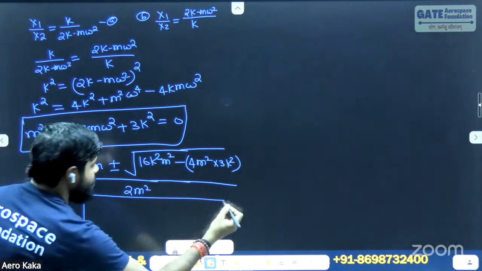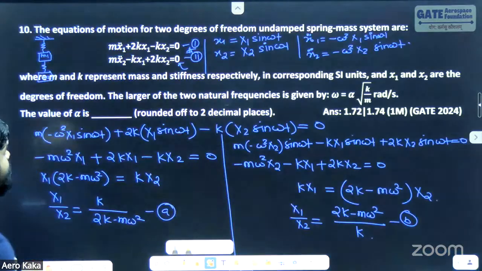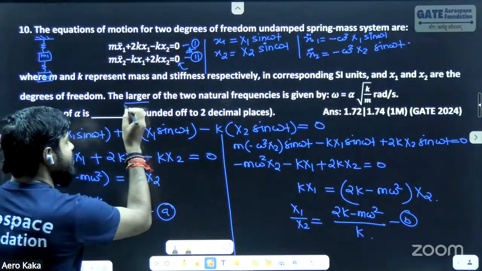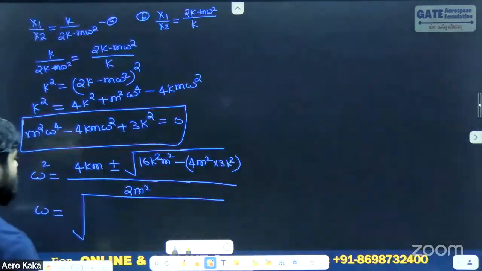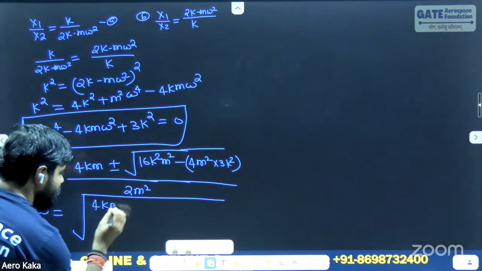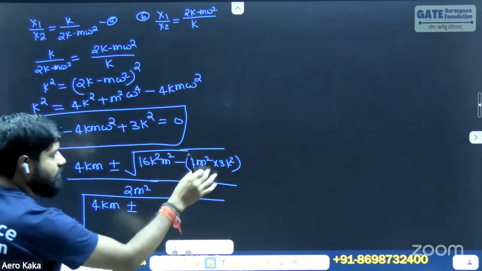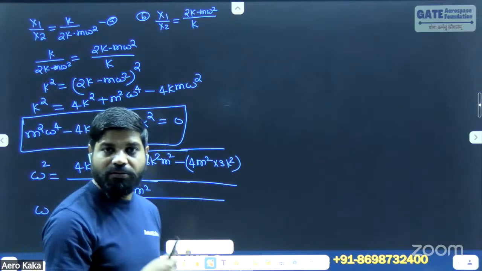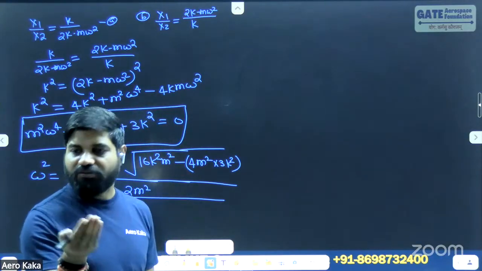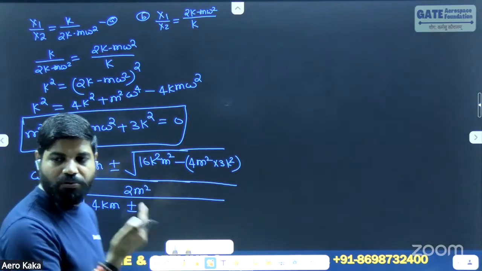So omega value is going to be how much? Please help me. What are they asking? Okay, they are asking for the larger value, right? Larger means what? Second natural frequency. So from here I can write 4km plus minus how much? 4 3s are 12, 16 minus 12 is how much? 4. So root of 4k square m square is going to be what? 2k.